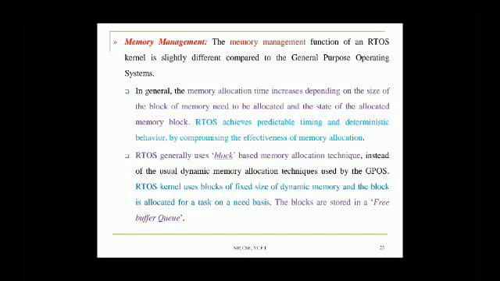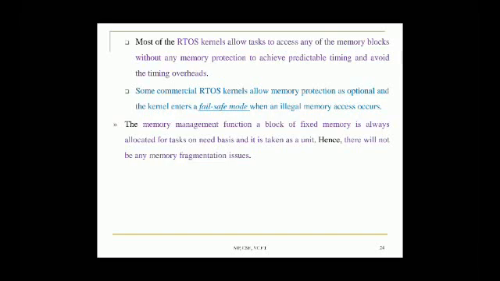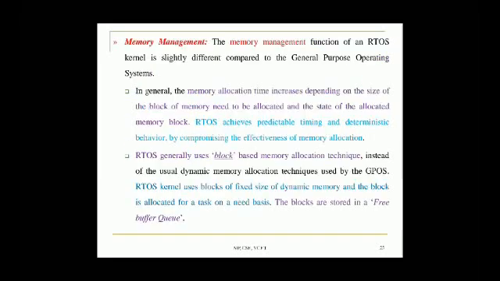Time and again, when any particular kernel service is looking for memory, any block of memory can be accessed by the RTOS kernel, so that we can get predictable timing behavior, since we are using a fixed size of memory. The entire memory is not protected in the general case, but some commercial RTOS kernels allow memory protection as an option. If the RTOS finds any unauthorized access, it immediately turns the entire mode of operation to a fail-safe mode, so that it is protected. That's all about memory management.